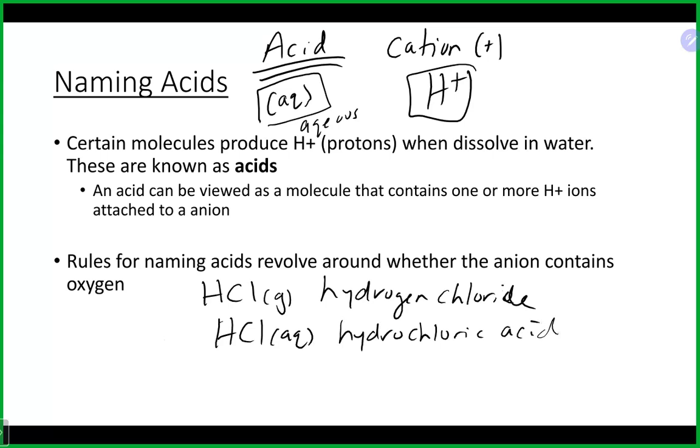So when you're writing or seeing a formula for an acid, if they don't say in the problem that it's an acid, they typically will put that little aqueous symbol next to it so you know you're dealing with an acid rather than, say, a gas, which would be called hydrogen chloride. Same thing with HBr and so forth, same idea, same situation. Any questions on that?